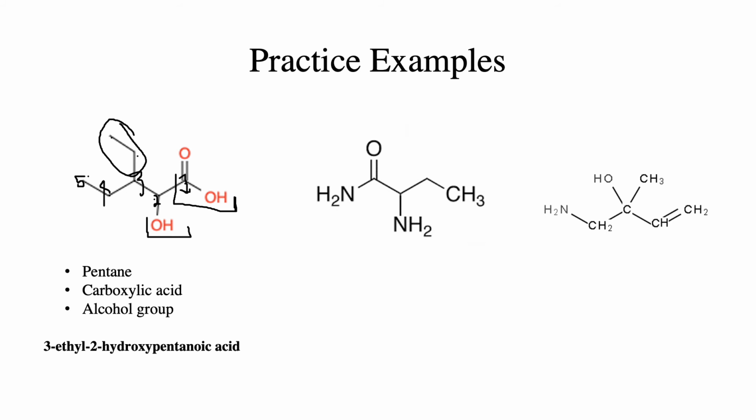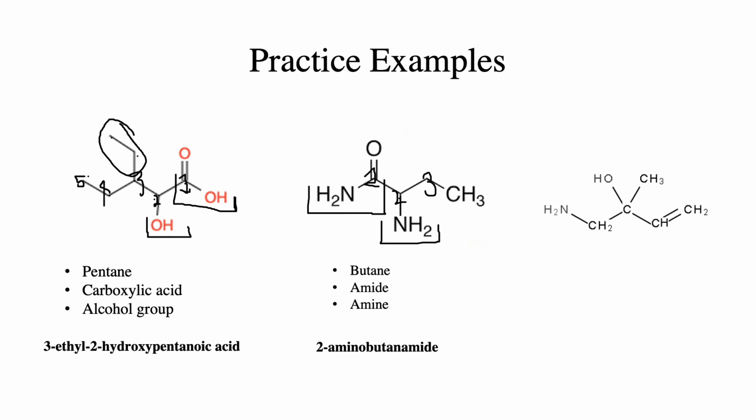Moving on to the next one, we're going to count out our carbons. 1, 2, 3, 4. Okay, so that's going to give us butane. And now identifying our groups, it seems here that we have an amide, and here an amine. Numbering them so that the amide takes the lowest carbon number, we have 1, 2, 3. We're going to give it the name 2-aminobutanamide.